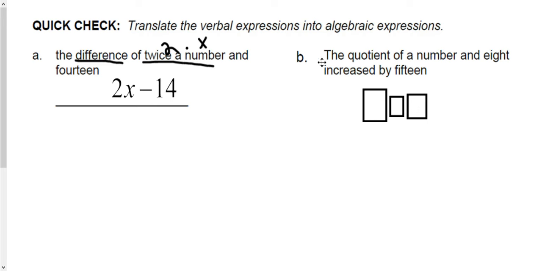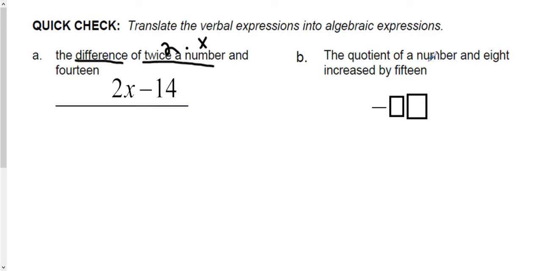Then what do we have? The quotient. Quotient means division. So in this one, I like using the fraction bar instead of the division. So here's my quotient. I got a top and a bottom. So the first thing they say after the quotient goes on top.